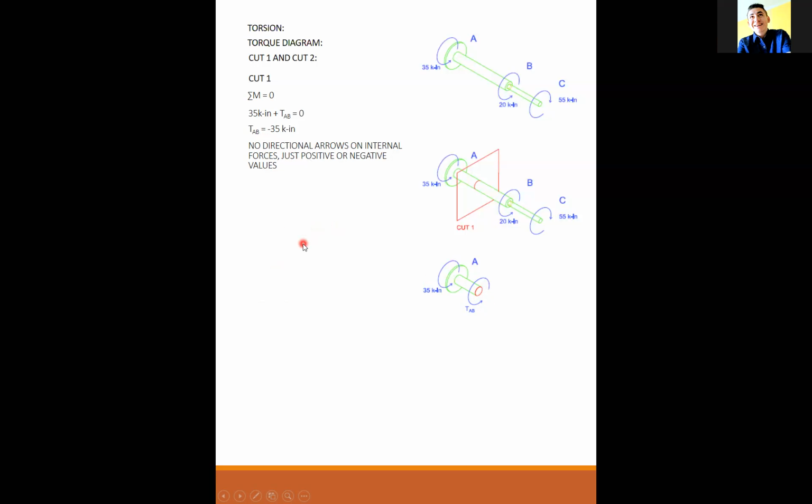Professor, quick question. So I know that torque is kips per unit length. So since it's per inch or times inches, we don't have to multiply the distance when we're taking the moment?